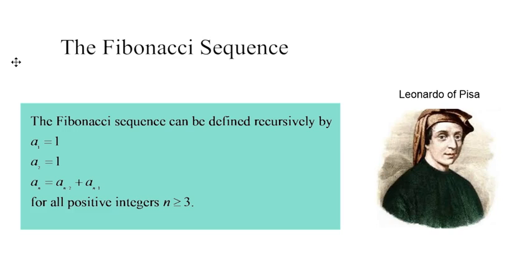Okay, that person you saw the picture of at the beginning of the slide, that is Leonardo of Pisa. He is actually referred to as Fibonacci. He wrote and did his mathematics under the name Fibonacci, thus where we get the name, the Fibonacci sequence, named after him.